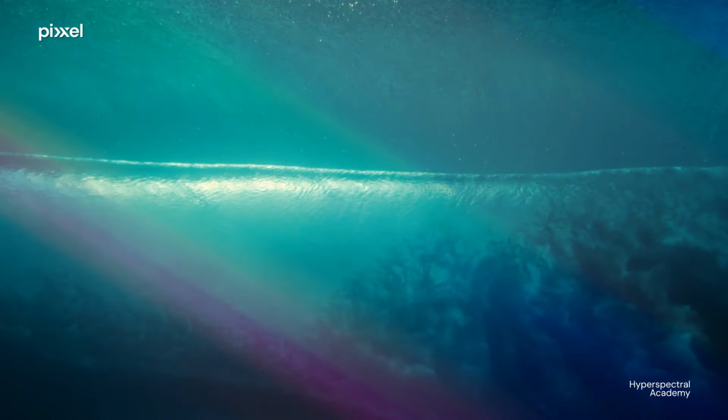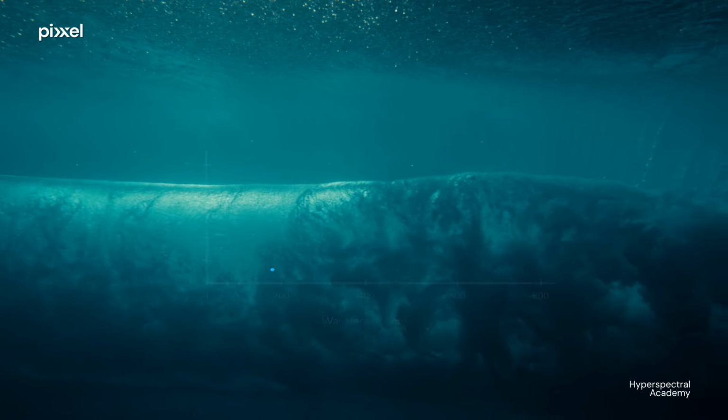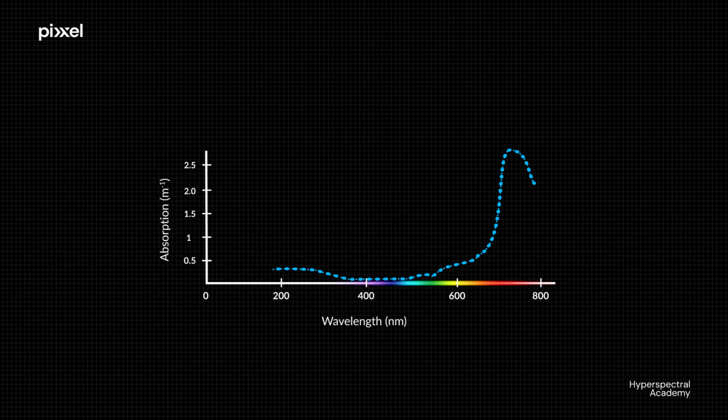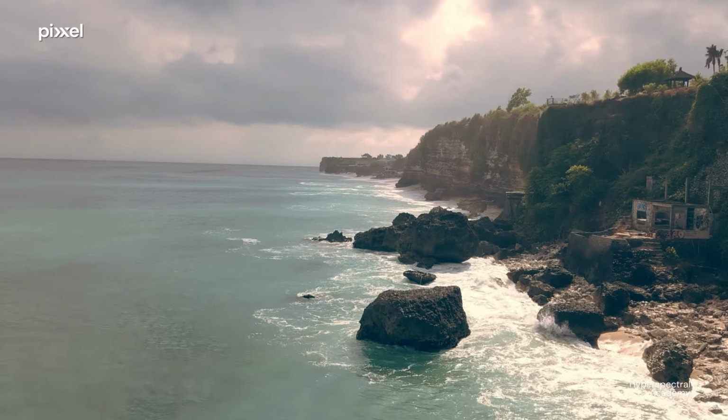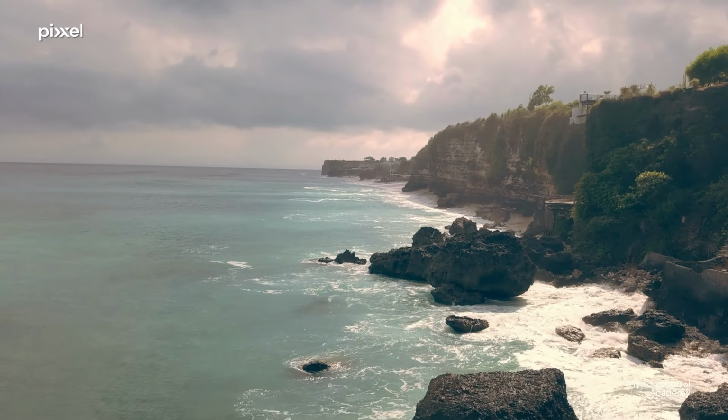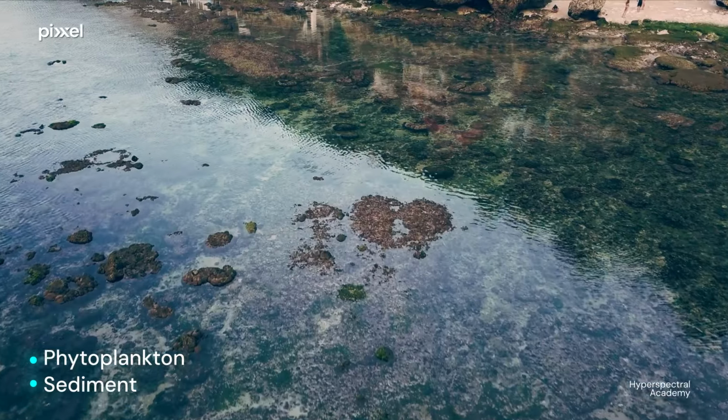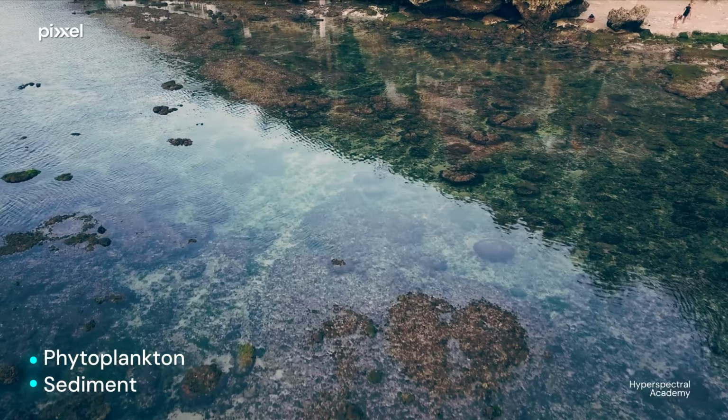The water itself is a strong absorber of certain wavelengths of light, particularly in the red to infrared and ultraviolet regions, which is why when you have very clear water, it appears blue. However, when you get into more coastal and inland environments, the presence of other substances, such as phytoplankton or sediment, significantly alters these absorption characteristics.